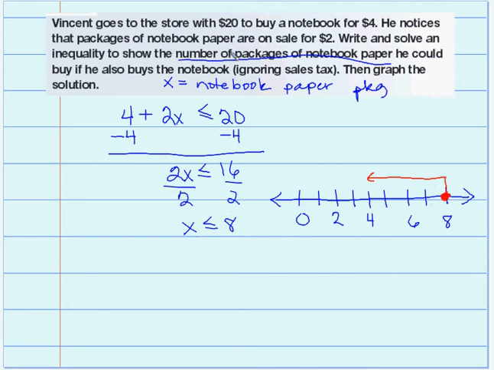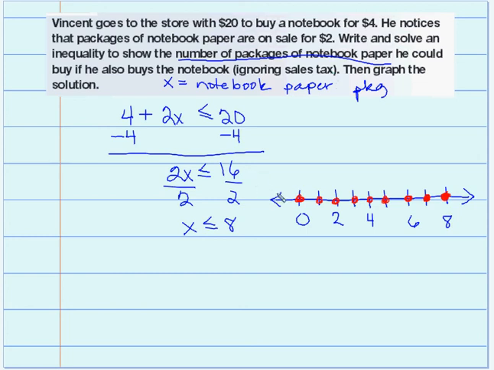But we are talking about buying packages of notebook paper. So I could buy 8 packages of notebook paper, or 7, or 6, 5, 4, 3, 2, 1. I could even buy 0. Those are the solutions. So it's not always going to be an arrow that you draw, especially when dealing with story problems and anything dealing with a whole number component.